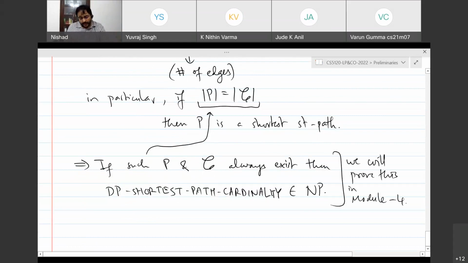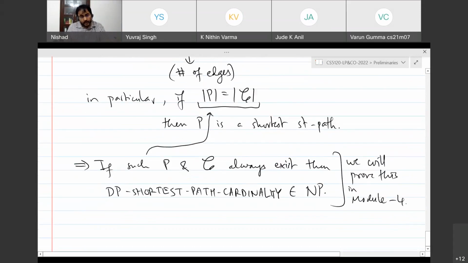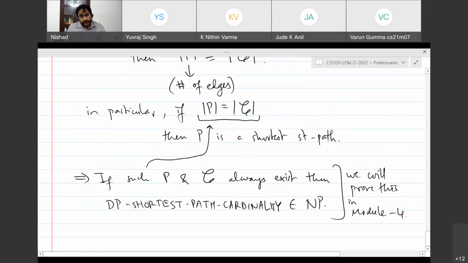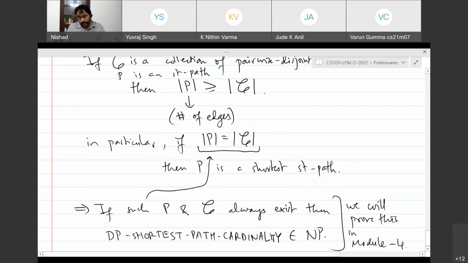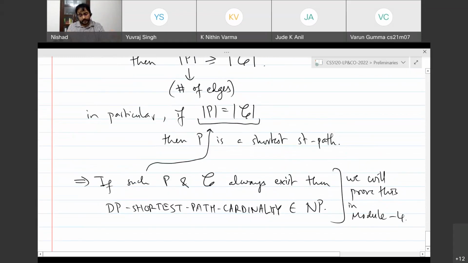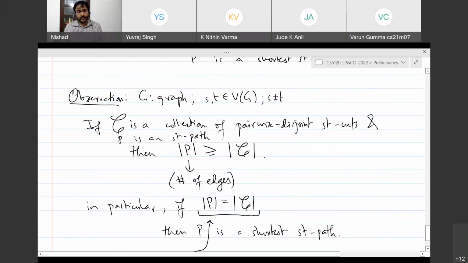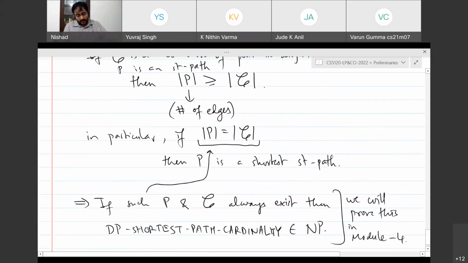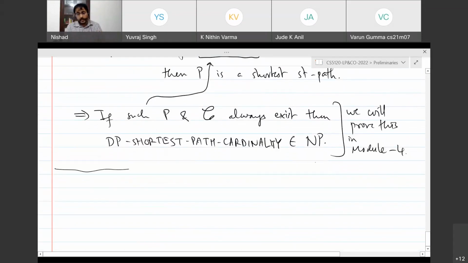Okay, and in fact, we will actually prove something stronger, not for the cardinality version, but for the cost version. And when you put all the costs equal to 1, you will get the cardinality version for free. So we will actually prove a more general statement, and you will probably get a glimpse of that on your assignment 1. Okay. All right. So this, I think, is the end of module 1.